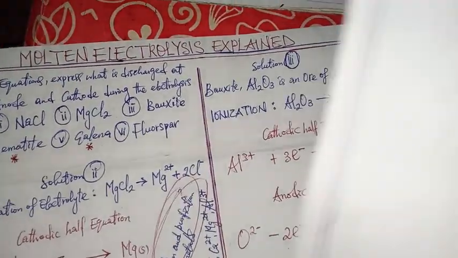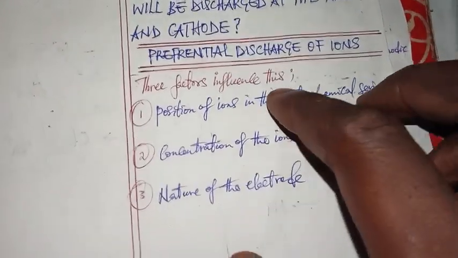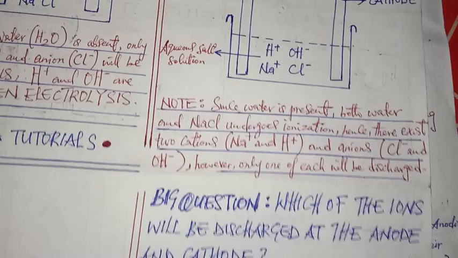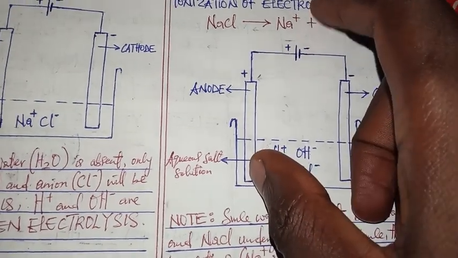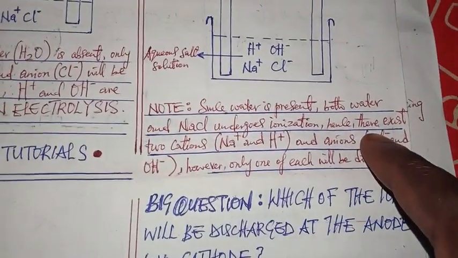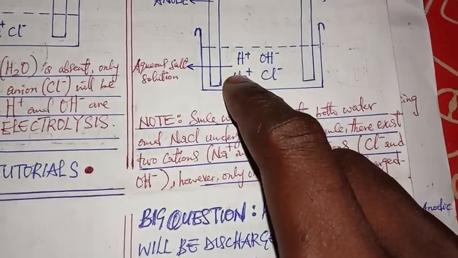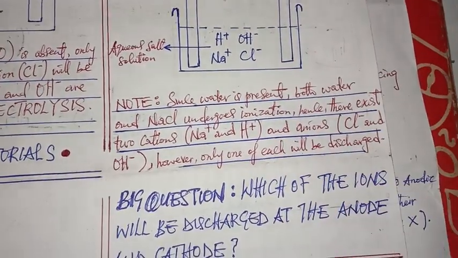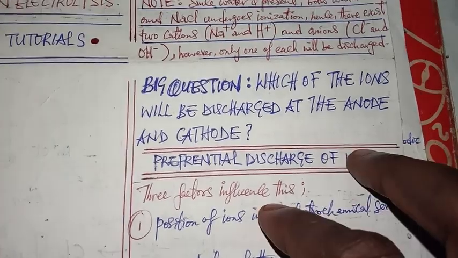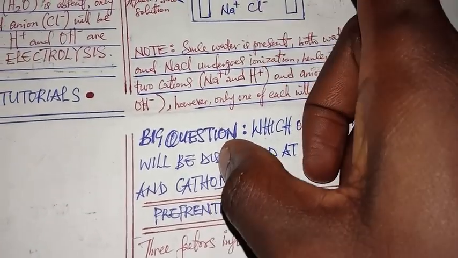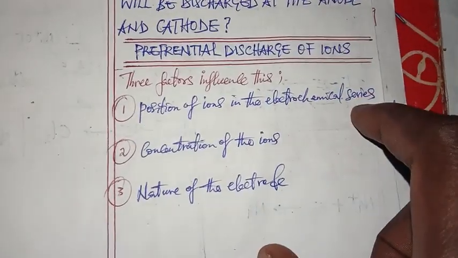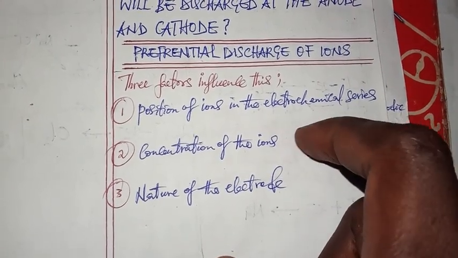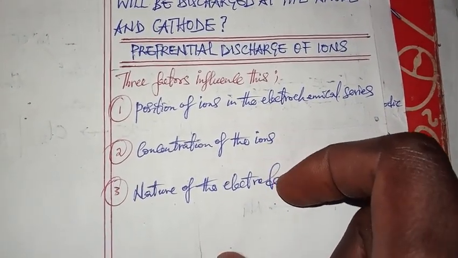Now, furthermore, we're going to look into aqueous electrolysis. Once we're talking about aqueous electrolysis, preferential discharge of ions comes in because, as I told you, in aqueous electrolysis both the electrolyte is going to ionize and water also will ionize. Hence, we're going to have two cations and two anions. There is going to be what we call preferential discharge of ions, that is, which of the cations will be discharged at the cathode and which of the anions will be discharged at the anode. There are three factors that influence this: position of the ions in the electrochemical series, concentration of the ions, and nature of the electrode.